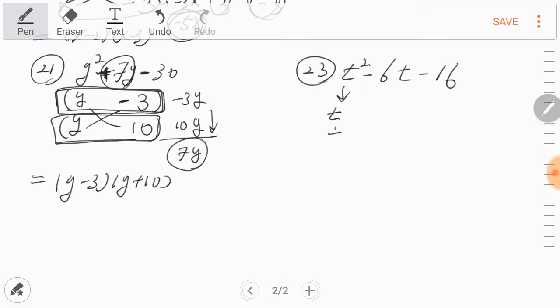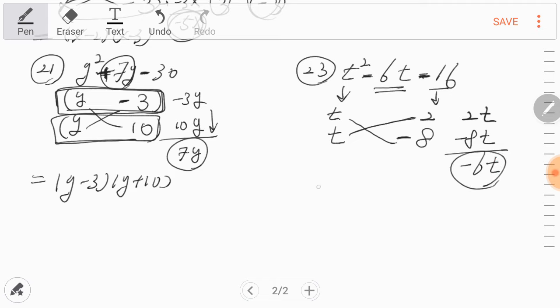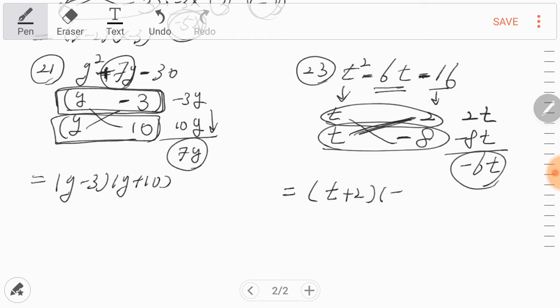Exercise 23, let's do the same method. t squared is t times t. And 16, this is negative 16, so we can make it 2 times 8. 2 times 8 is 16, and then we have to put the negative sign on either 2 or 8. In this case, the result has to be negative, so why don't we put the negative sign on 8? Then let's find the sum of the cross products. 2 times t is 2t. t times negative 8 is negative 8t. The sum is negative 6t, the same as the term in the middle. Done. The product of these two binomial factors is t plus 2 times t minus 8.